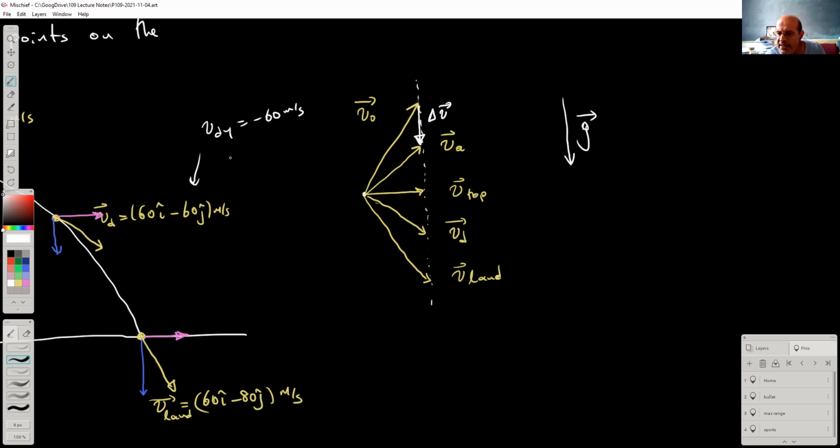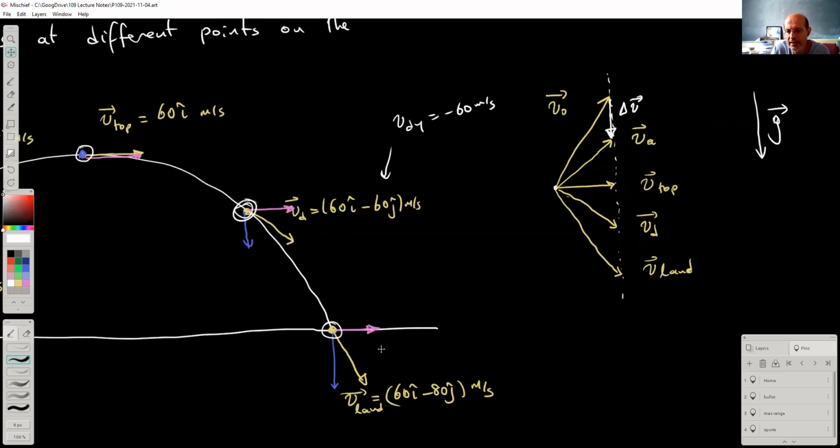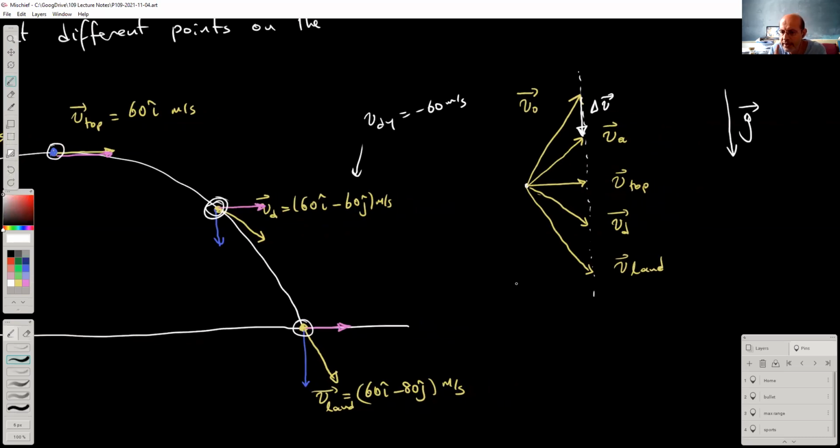VLand minus VD is not equal to VD top. No, it is not. So different time passes between these points. So the time between these 2 points is not the same as the time between these 2 points, right? Because of that.